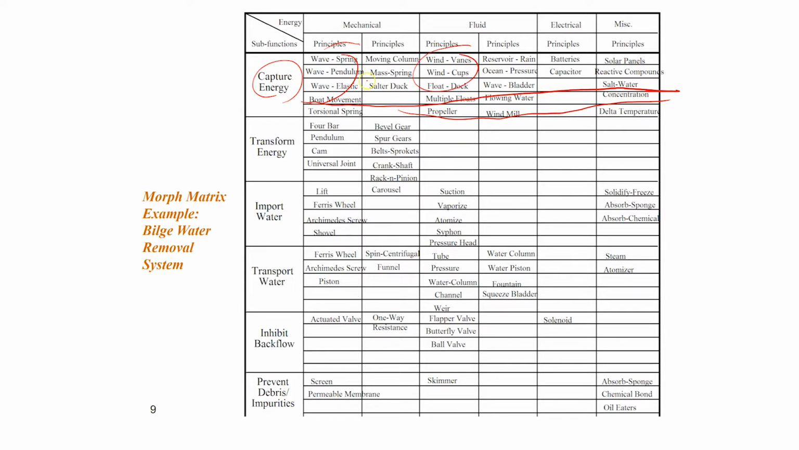Ways to capture wind energy. Ways to capture the motion of the water. There are electrical principles there, and miscellaneous principles such as solar panels, etc. And then there are ways to transform that energy into mechanical energy once it's captured. Different methods of lifting and transporting the water, ways to inhibit backflow, and then ways to filter the water or prevent debris, as it says there.